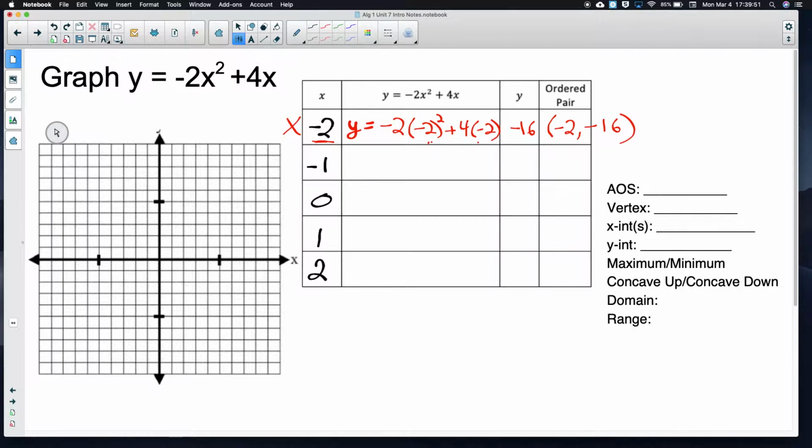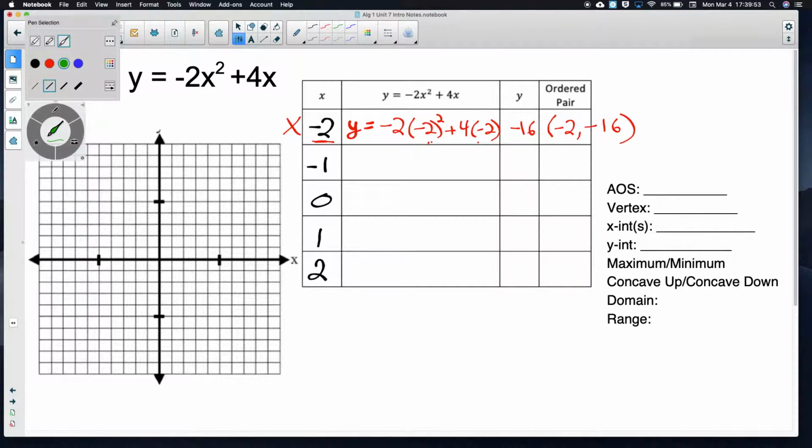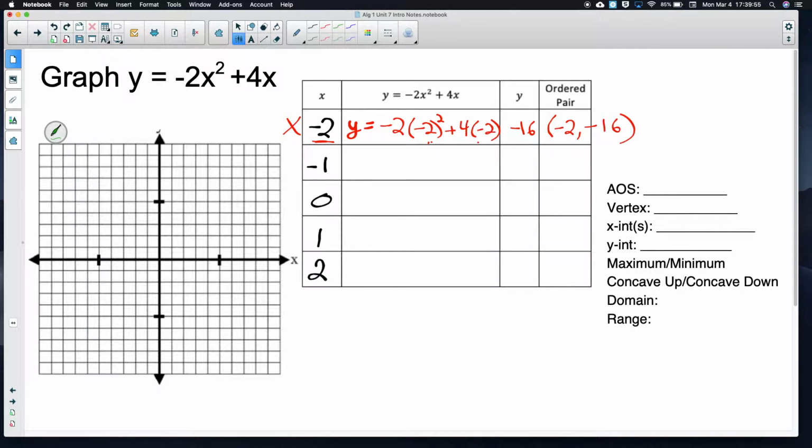But let's try negative 1. If I try negative 1, y is going to be negative 2 times negative 1 squared plus 4 times negative 1. If I simplify that expression, my output is going to be negative 6. So (negative 1, negative 6). That point is on my graph.